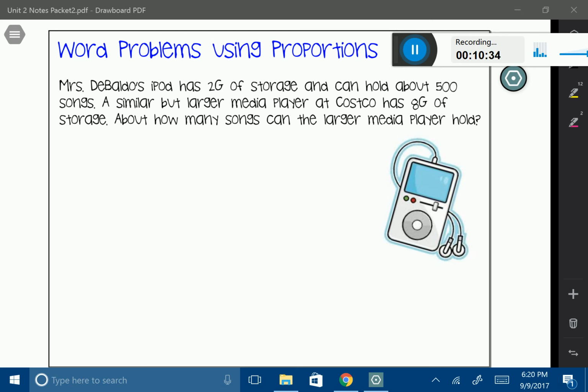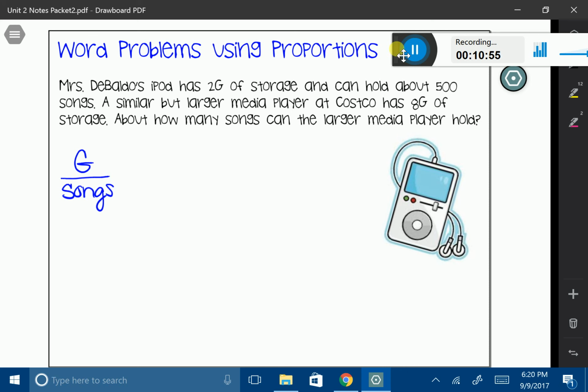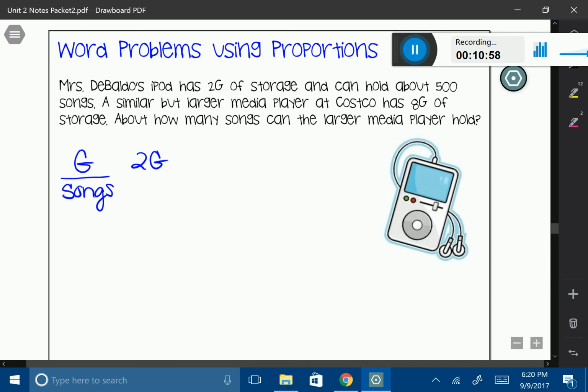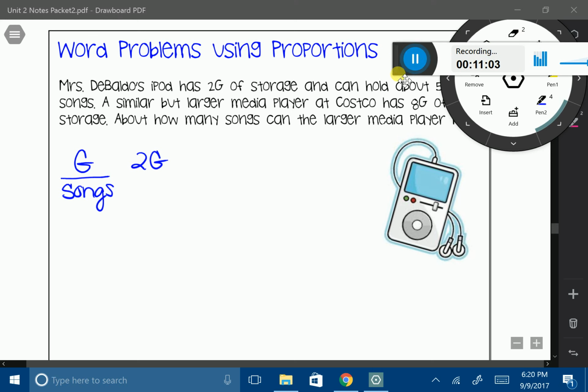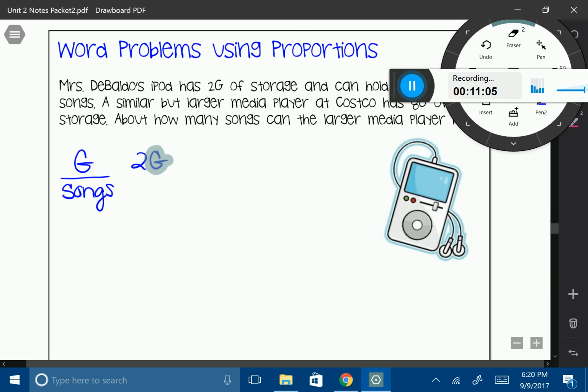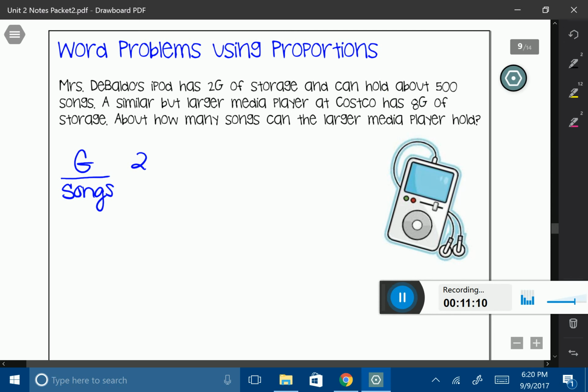So when I set up a proportion, I always think, okay, what two things am I comparing? What two things is the application problem talking about? In our case, we're talking about gigs of storage over the number of songs that we can have. And then I'm thinking to myself, well, what numbers am I given? It says that my iPod has 2 gigs of storage, right? So 2 gigs. And I actually don't need to write that G there. I'm going to take it away just so it's not too confusing. I got too many things going on here at once. There we go. Okay, so I have 2 gigs of storage.